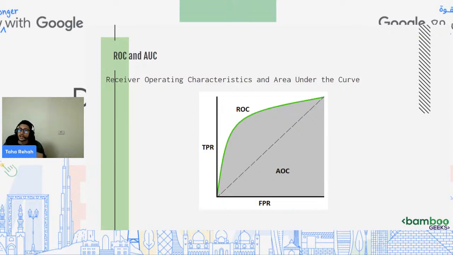I will use precision, I will use recall, and I will use something called ROC or AUC. What is ROC? ROC is the receiver operating characteristic, and AUC is the area under the curve. Basically, ROC is a curve that has the false positive rate, FPR, on its x-axis and the true positive rate on its y-axis.